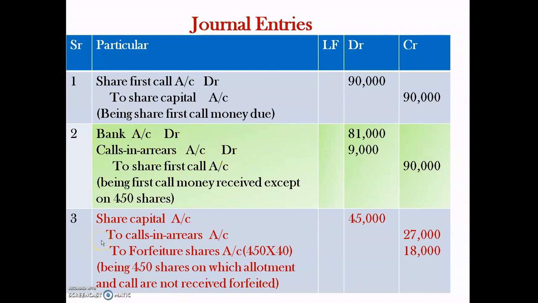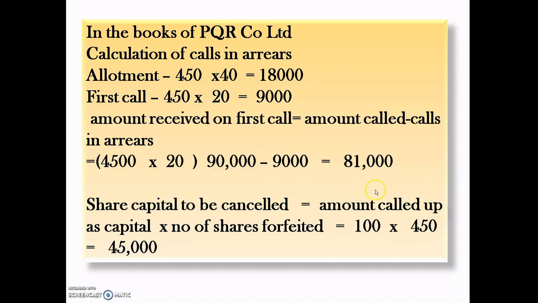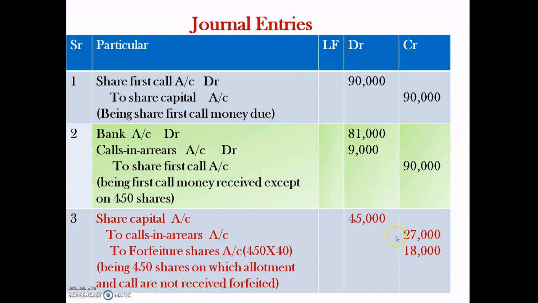Next, the last entry, that is the forfeiture entry. For that the entry is share capital account debit, to calls in arrear account, to forfeiture of shares account. Here at the very first we have to write to calls in arrear account, that is 27,000. See here, addition of these two: allotment is 18,000, first call is 9,000. Make the addition of these two, it will come 27,000. Means both the calls we have to consider here. To calls in arrear account, that is 27,000, and here share capital account, that is 45,000.